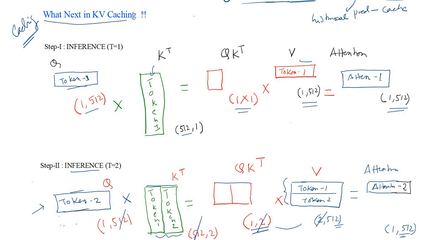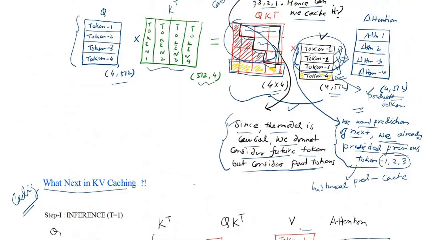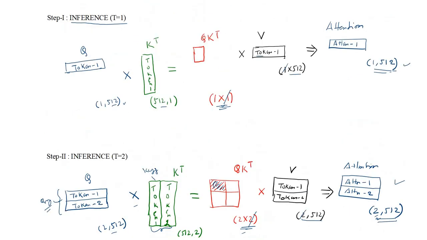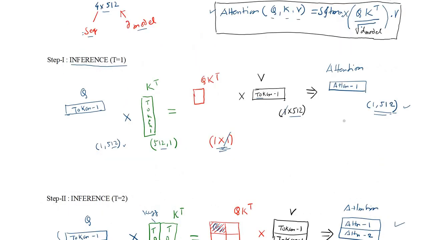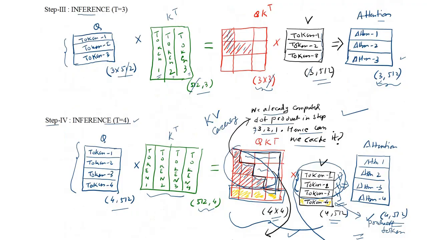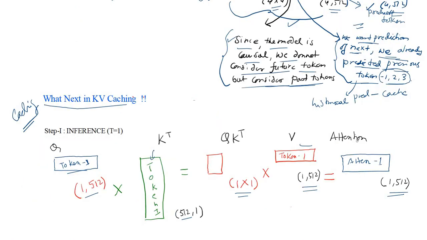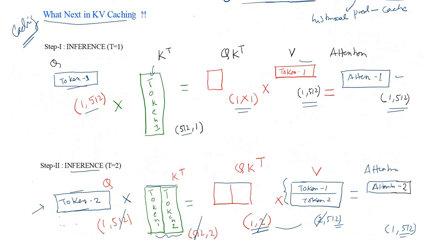What is interesting here? In the earlier part, for inference 1 to 2, the attentions are increasing: attention 1, attention 2. For inference 2 we computed 2 attentions. But after final caching, we only focus on the predicted or present token, which is causal. So inference 1 gives 1, and for inference 2 we only get a single new one. That is the interesting part here.